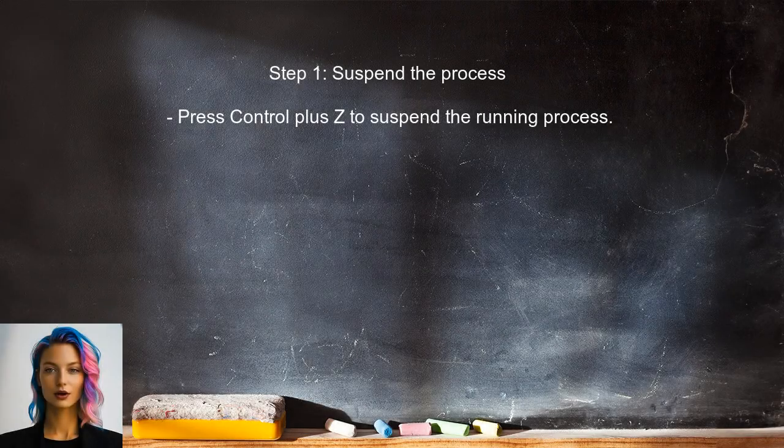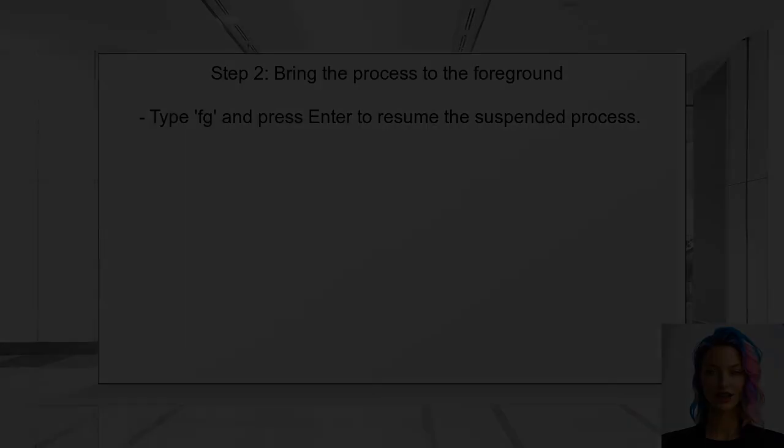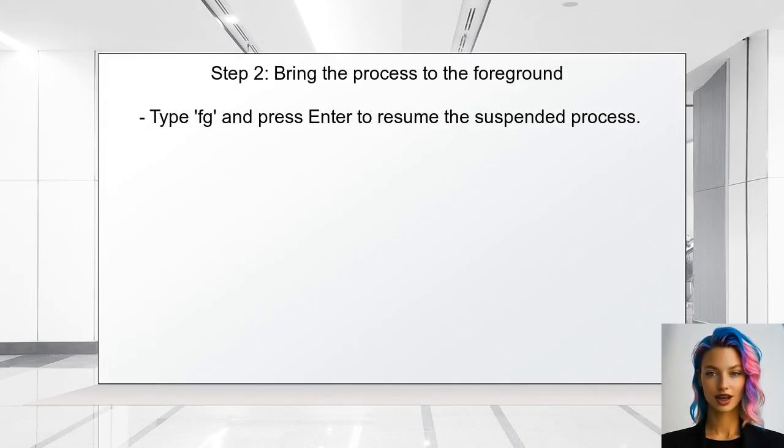To send a SIGINT to a remote process running in the foreground over an existing SSH session, the user can utilize the built-in job control features of the shell. First, they should suspend the process by pressing Ctrl+Z. Next, the user needs to bring the suspended process back to the foreground. This can be done by typing the command fg and pressing Enter. This will allow the user to interact with the process again.